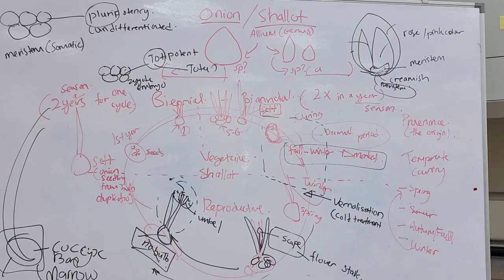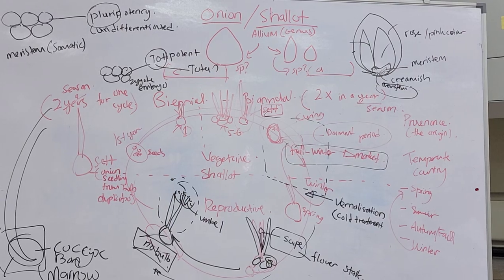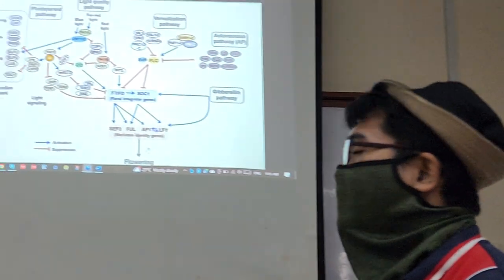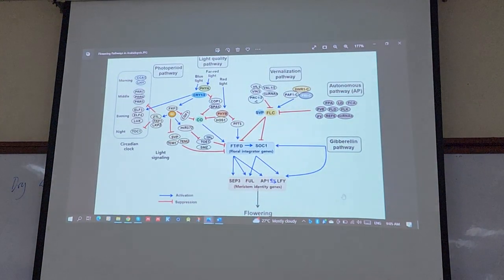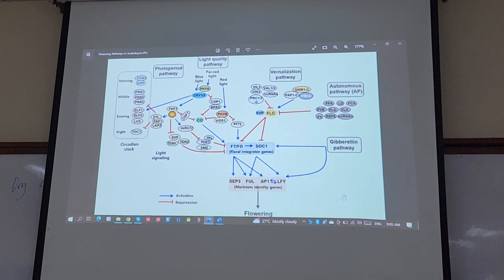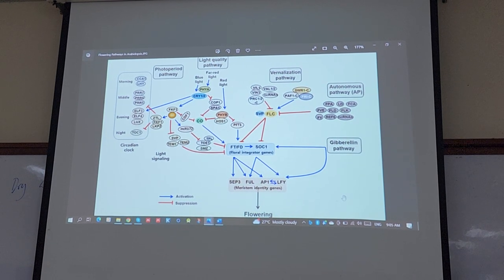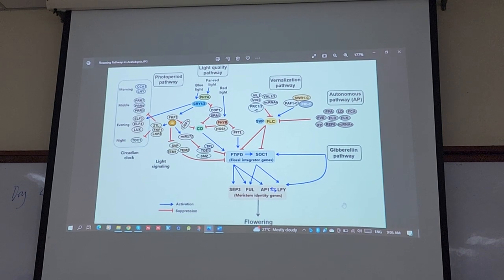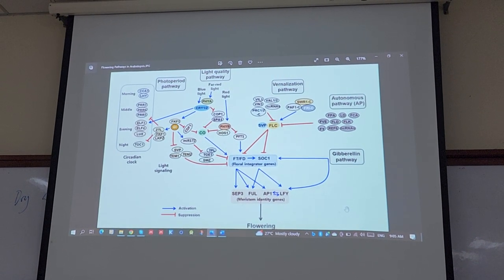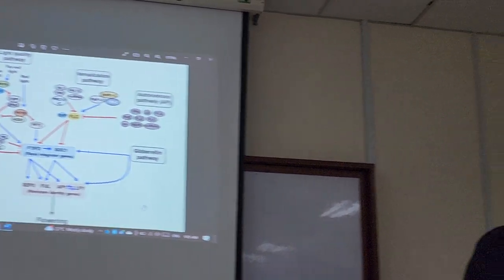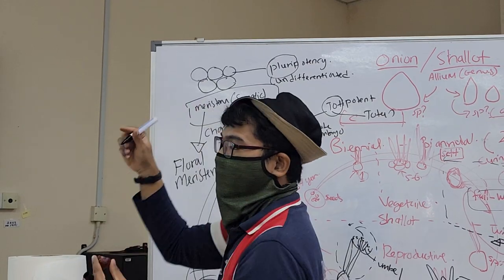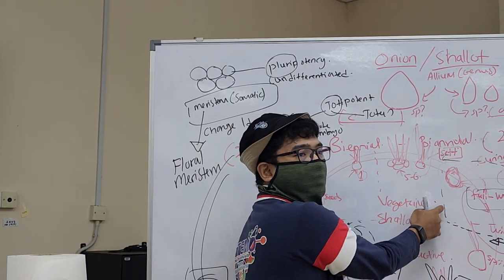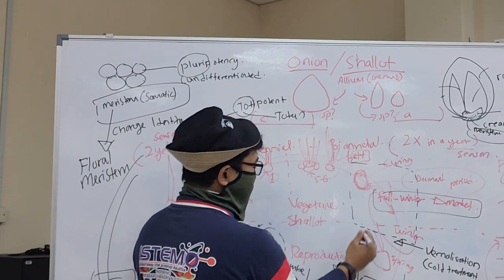And this is why this diagram is important. It shows you that in order to achieve flowering, you need to change the identity of your meristem here. So your motivation now for your experiment is to change your meristem to floral meristem. You need to change the identity. Now it is vegetative. It is still in this stage. We need to change it into here now.